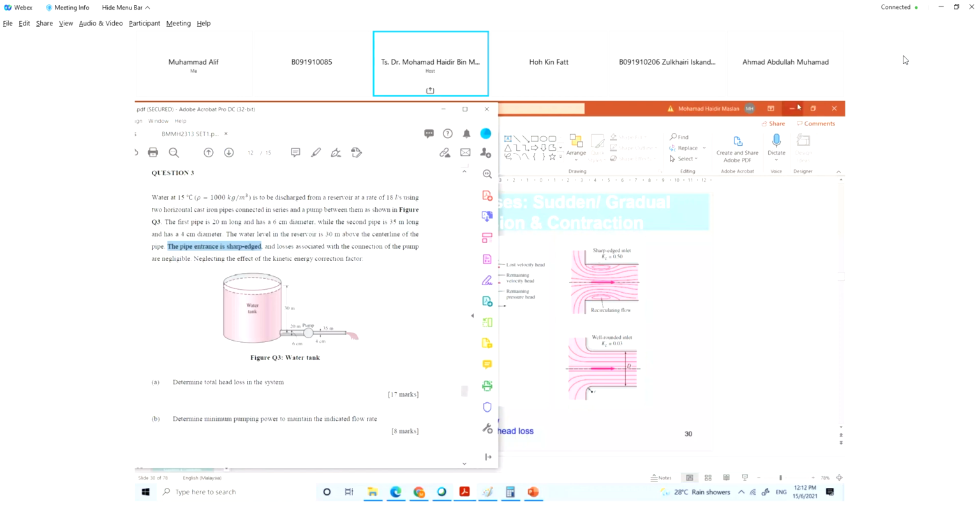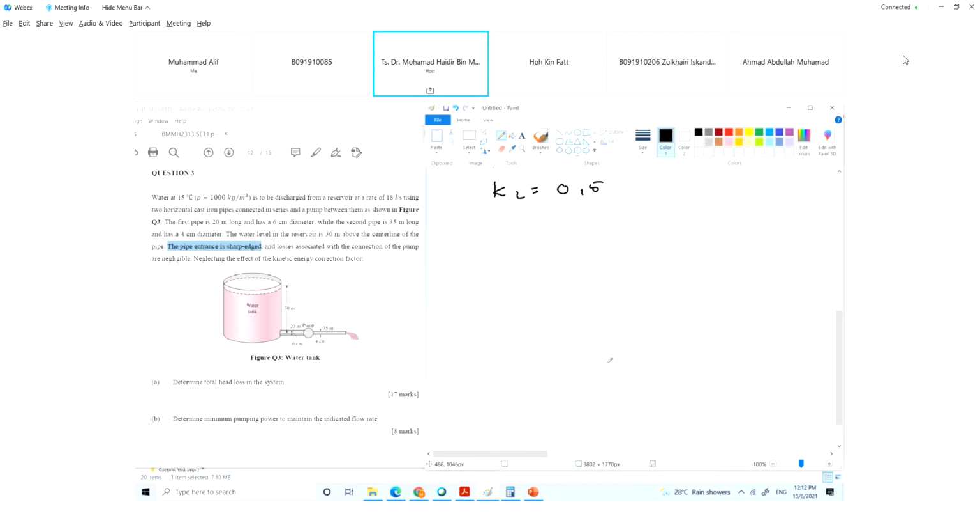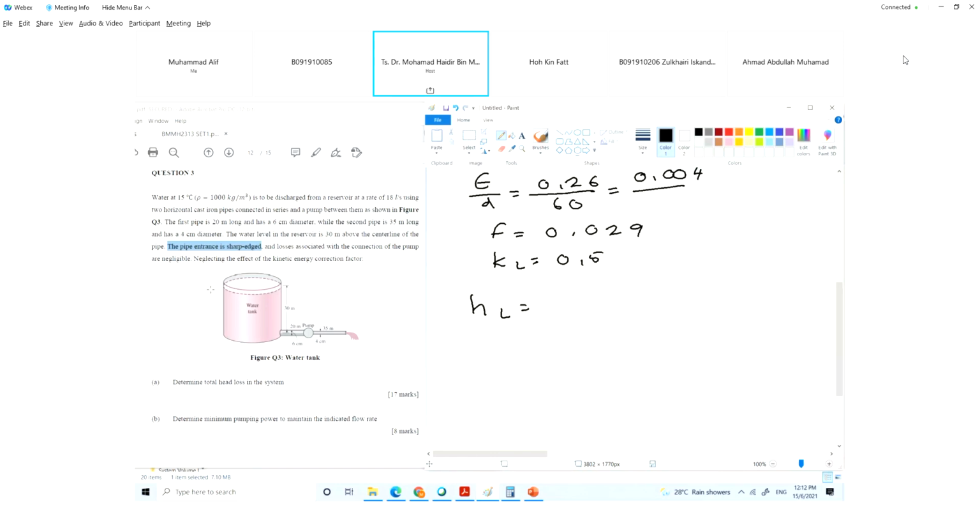Okay, finished with the slide. Now f equal to 0.029 and KL is equal to 0.5. There's only one minor loss in this question. So using the equation for HL, for the first part only, HL is equal to, I forget the equation already.